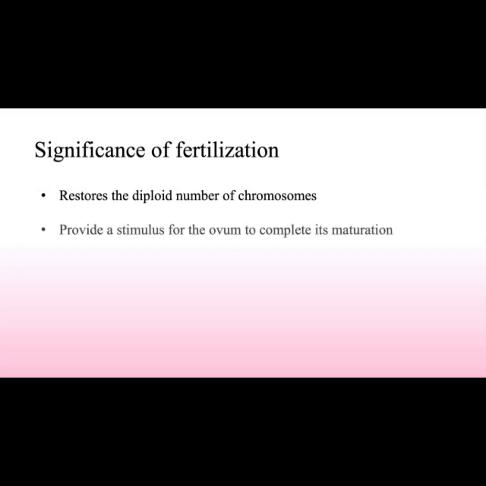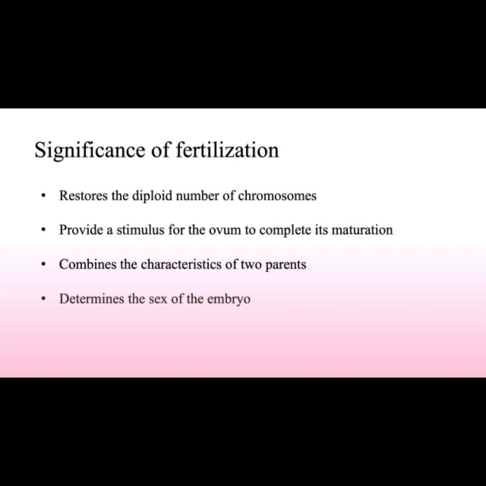Significance of fertilization. Fertilization restores the diploid number of chromosomes, that is 46 in human beings. It provides a stimulus for the ovum to complete its maturation. Fertilization combines the characteristics of two parents. This brings about recombination of genes and introduces variations. It determines the sex of the embryo in humans, and fertilization introduces the centrioles which are absent in the ovum.